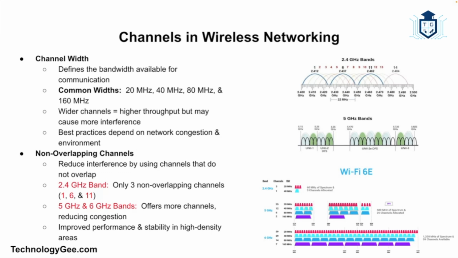Then we have what are called non-overlapping channels. So to reduce interference, non-overlapping channels must be used strategically. In the 2.4 gigahertz band, there are 3 non-overlapping channels, which are channels 1, 6, and 11. And in the 5 gigahertz and 6 gigahertz bands, there are more channels available, which reduces congestion and improves performance.